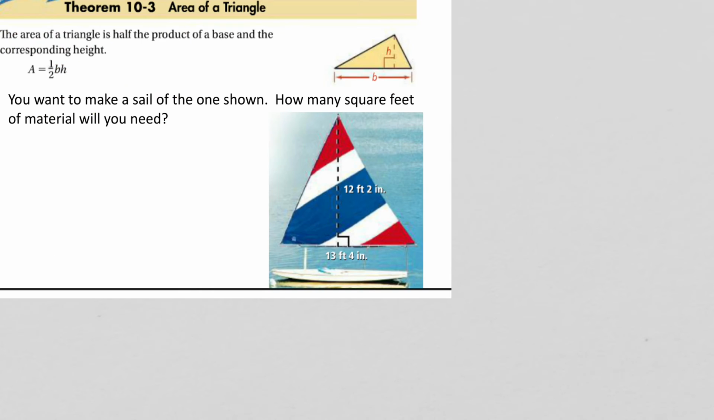Okay, moving on. Triangle, I know we know this area formula already: base times height, divided in half. So in this picture here, we have a sailboat. How many square feet of material will you need to make this sailboat? Pause the video, see if you can get it, and then come back.